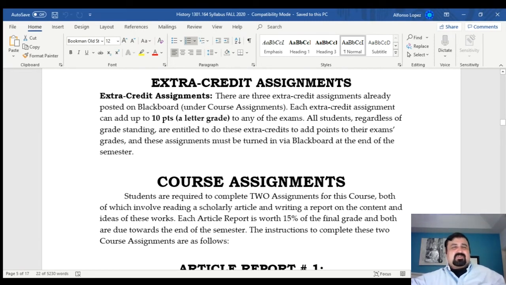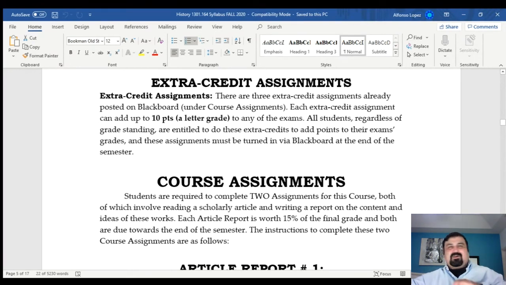And of course, there's also the possibility of extra credit assignments. They're already posted on Blackboard. You go to the Blackboard page, and under course assignments there's going to be a link. You're going to see a folder that says extra credit assignments. There are 3 extra credit assignments. Everybody's entitled, regardless of your grade standing. What it entails is just reading an article and answering questions on the article.